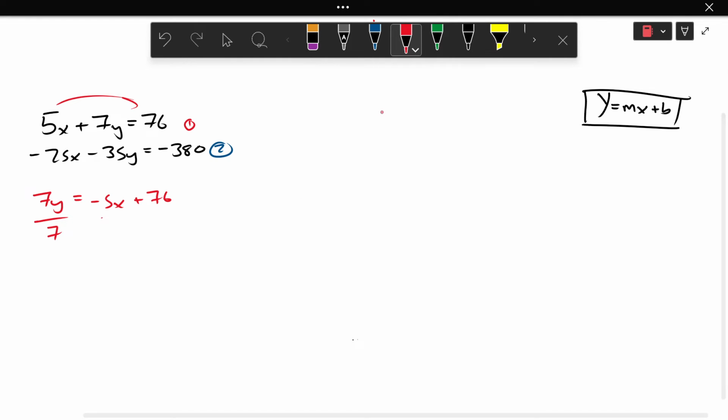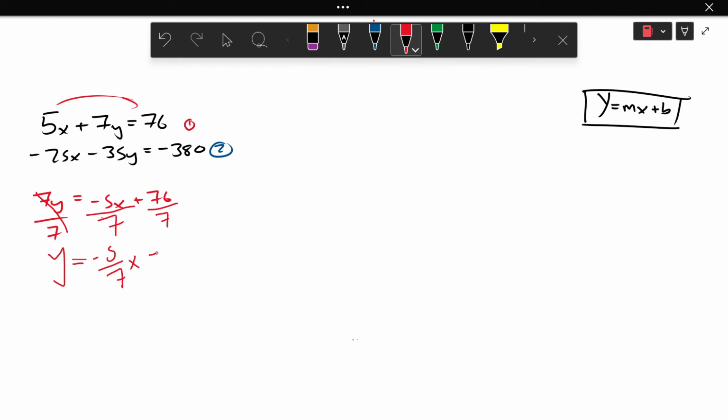Okay, well, in this case, I think I'm just going to try to do it this way. Using the mouse is not going to be very good, but negative 5x divided by 7 and 76 divided by 7. And ultimately, this is going to cancel out, and we're going to be left with y. This looks atrocious. y equals negative 5 over 7x. My dexterity is obviously horrible. Plus 76 divided by 7.